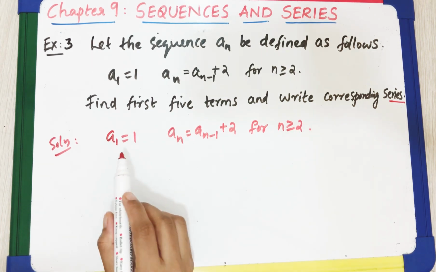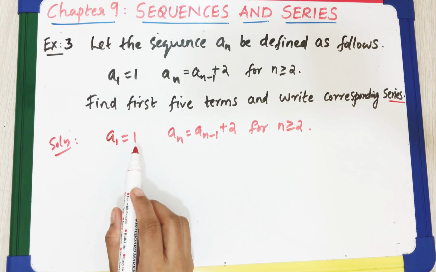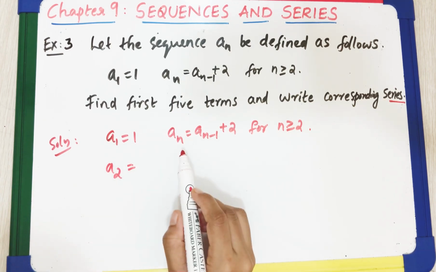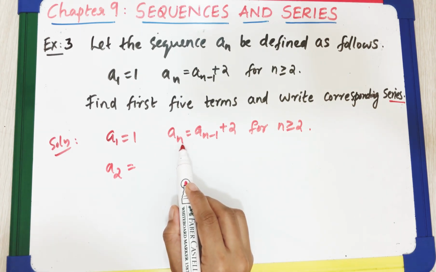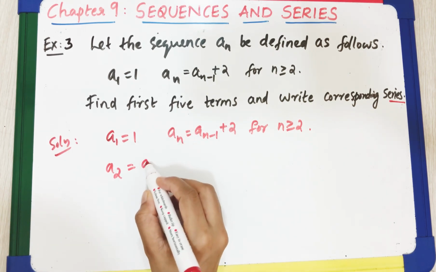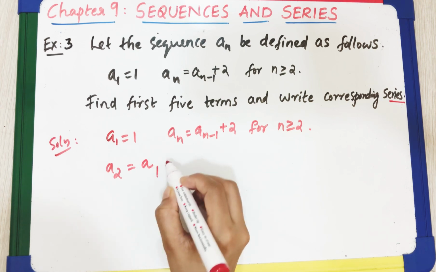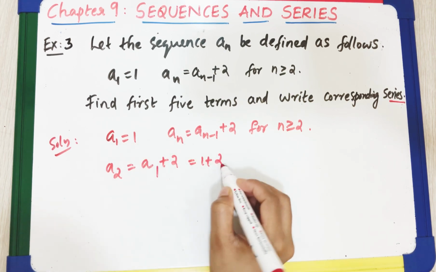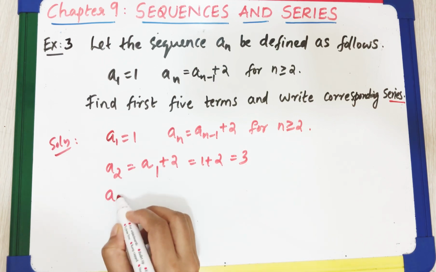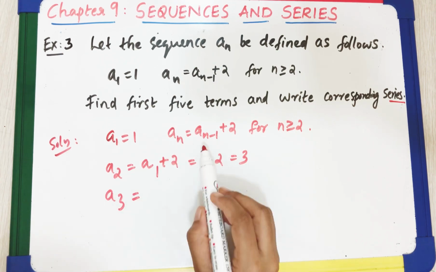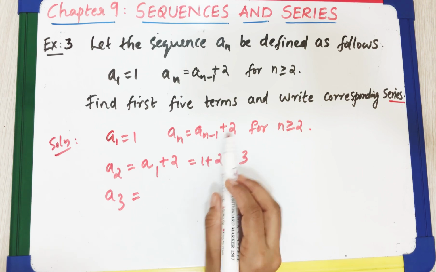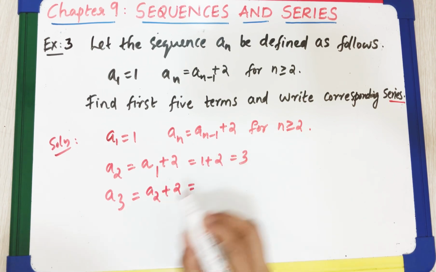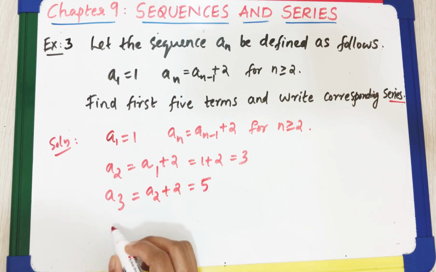So the first term a1 is equal to 1. We have to find the first 5 terms. Now the second term a2, substitute n is equal to 2. We get a1 plus 2, which is equal to 1 plus 2, which is 3. a3 is equal to a(3 minus 1), which is a2 plus 2. a2 is 3, so 3 plus 2 is 5.